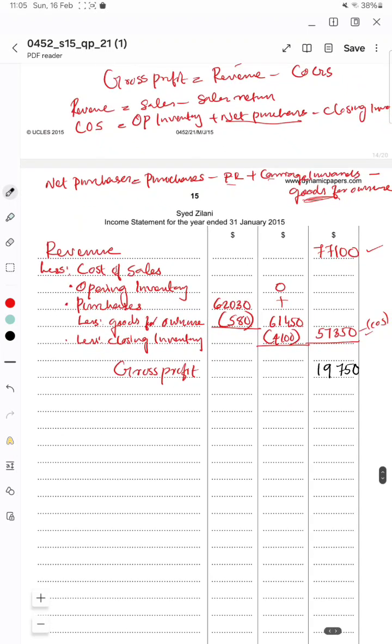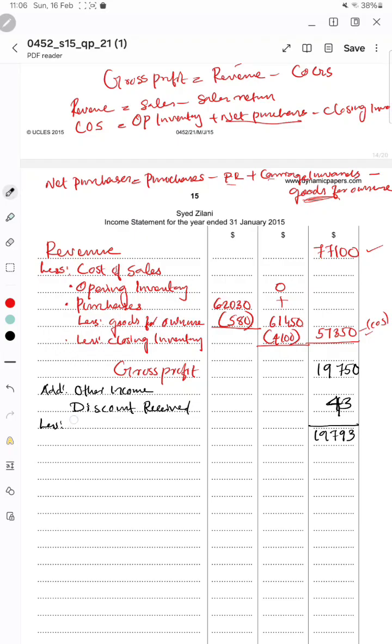So directly you can add other income. What is the other income here? Discount received. So you write here discount received. Only one item is there, so you can directly take it in the outer column. Discount received is 43. So total you will get gross profit plus other income, 19,793, isn't it? 19,793. Yes.